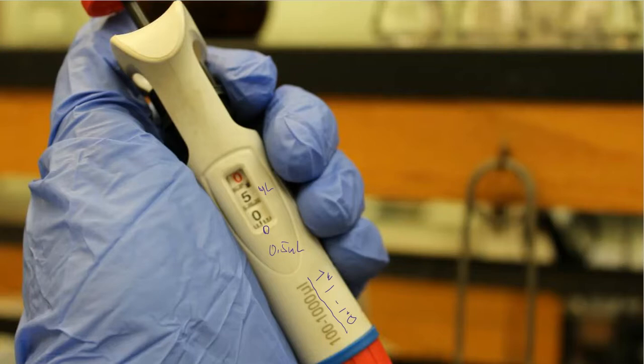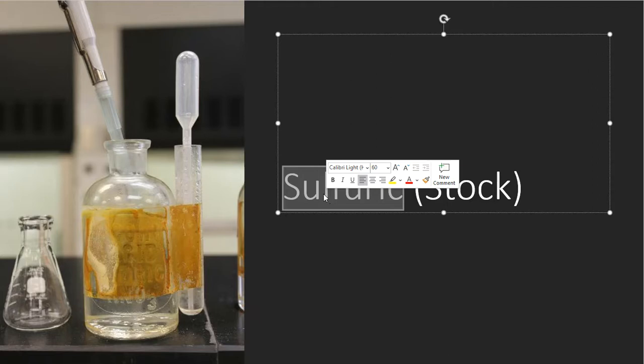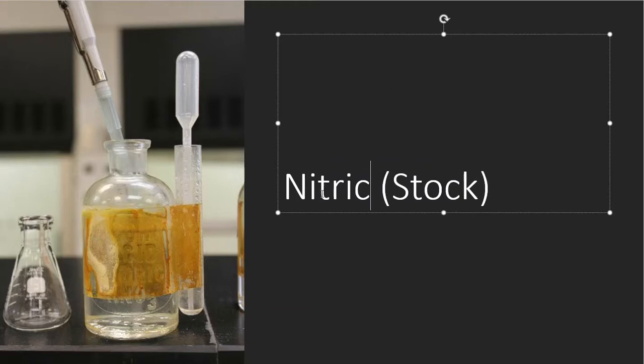So I'm going to take the micropipetter, dial it in to 0.50, and I'm going to put it into the sulfuric acid. All right, so there's my nitric acid. Sorry, this is not sulfuric. This is nitric. Look at that. It tells me right on the bottle that it's nitric. So let's make that change. There we go.